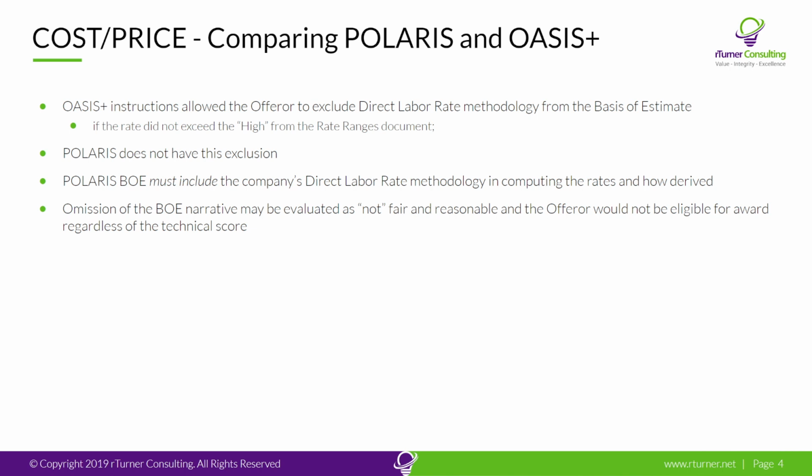But the differences, though, are that in Oasis, for your basis of estimate, if your direct labor rate did not exceed the high range that they provided for the 20 labor categories, you did not have to discuss that in your basis of estimate. For Polaris, regardless, you do have to discuss your methodology for deriving your direct labor rates.